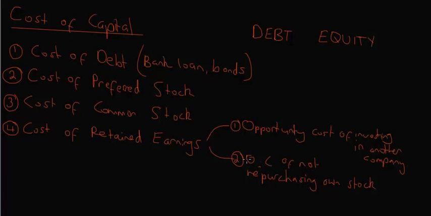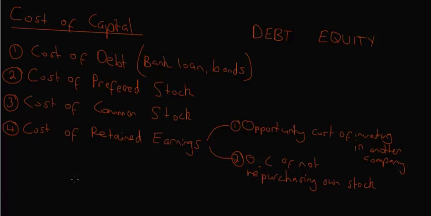So use either of these two ways or both of them in conjunction to try and understand that there is actually a cost of retaining the earnings. Like I said, they could have taken that money instead of investing into their own company and invested in another company. So the return that they would have got in investing in another company is a cost to them because it's money that they've given up.